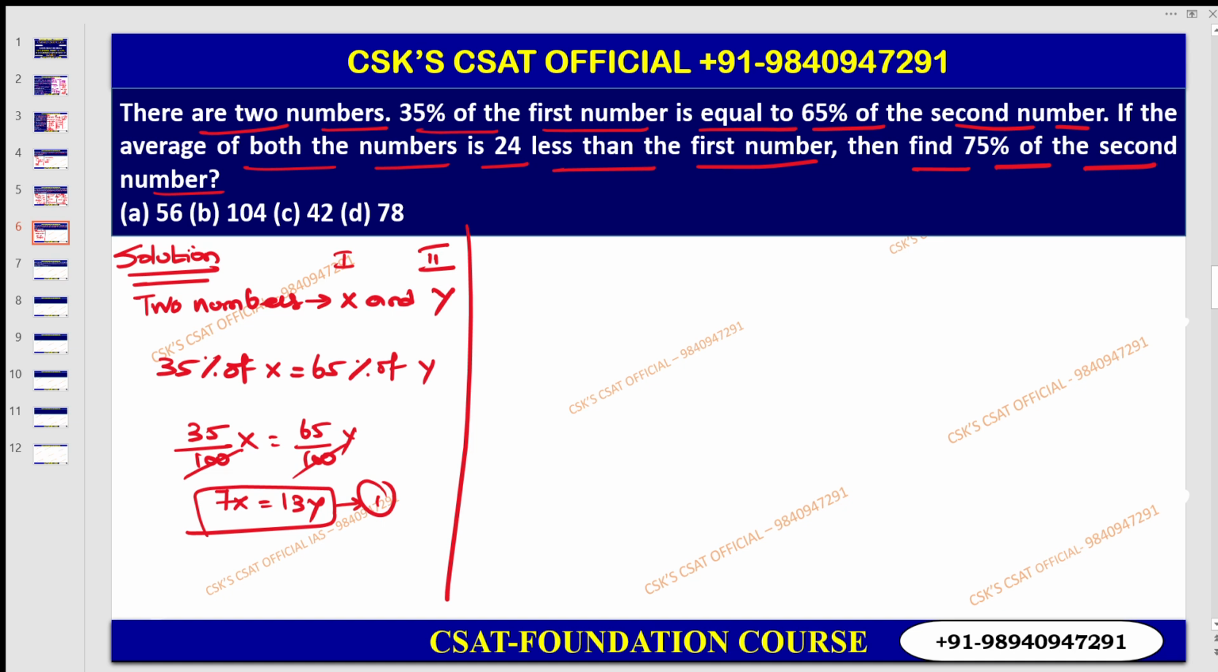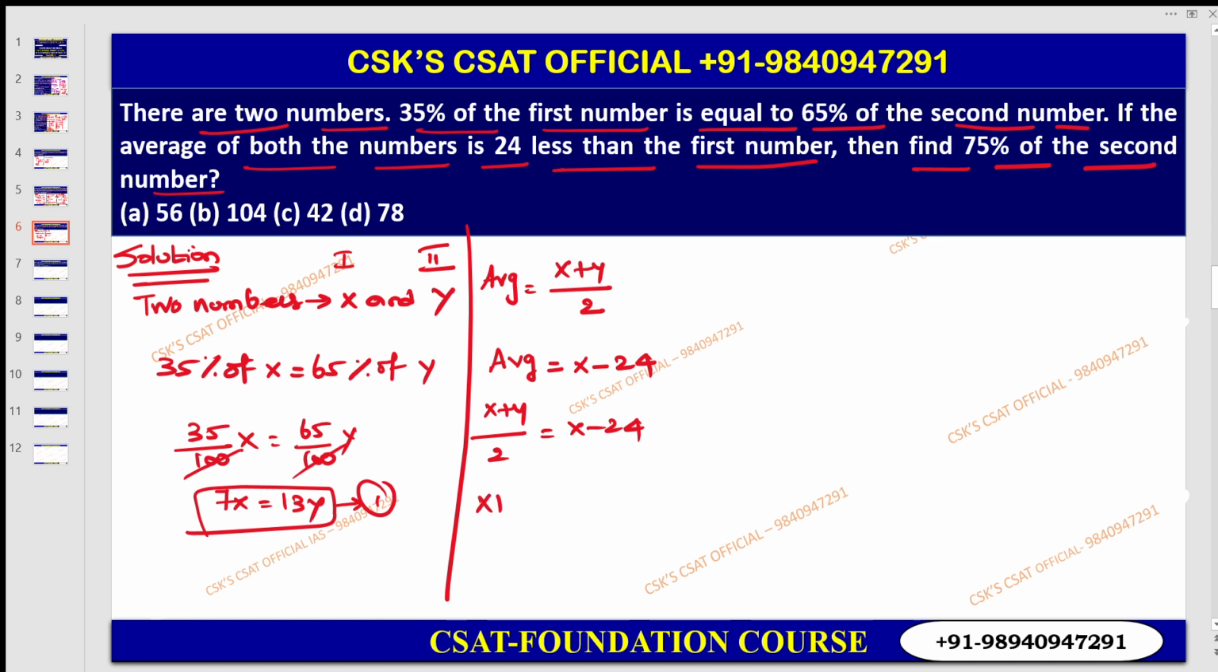Next here, average of both the numbers. What is the average of both the numbers? x plus y by 2. This is the average. Now understand, the average of both the numbers is equal to 24 less than the first number. So what is the first number? x. So 24 less means minus. So x plus y by 2 is equal to x minus 24.